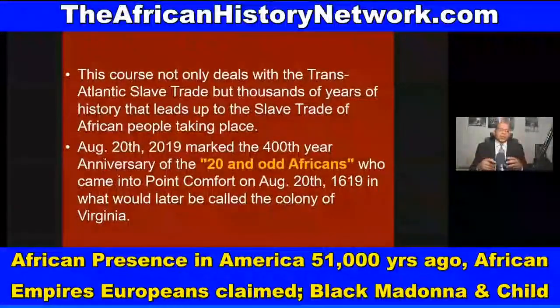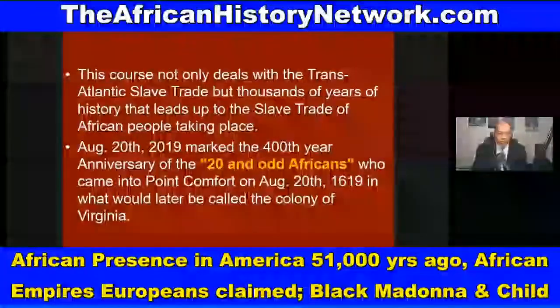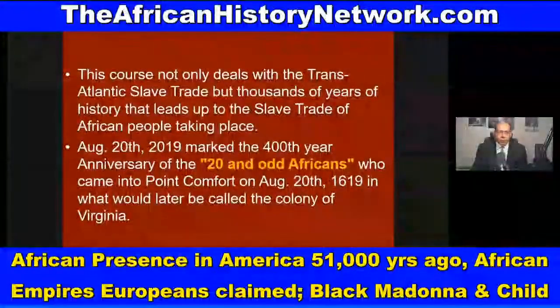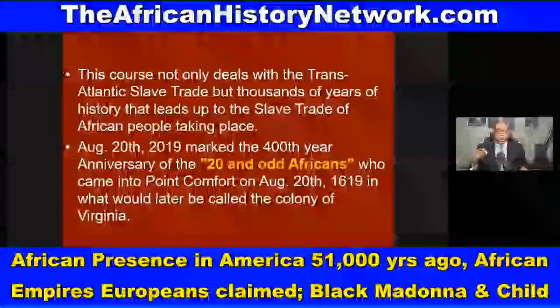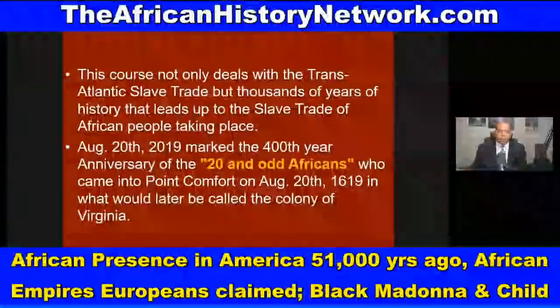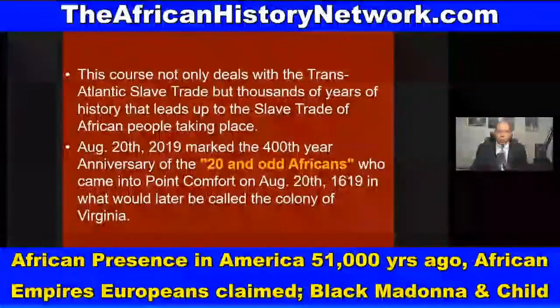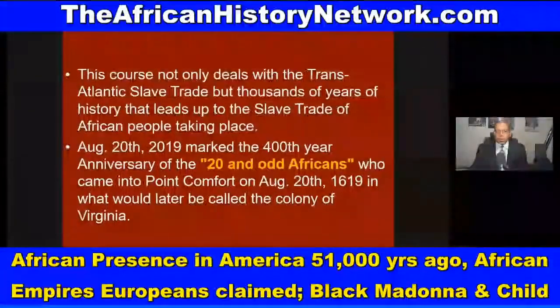This course not only deals with the transatlantic slave trade, but with thousands of years of history that lead up to it. August 20th, 2019 marked the 400th anniversary of those 20 and odd Africans, or 20 and odd Negroes, who came into Point Comfort on August 20th, 1619, in what would later be called the colony of Virginia. They arrived on the White Lion, an English pirate ship.